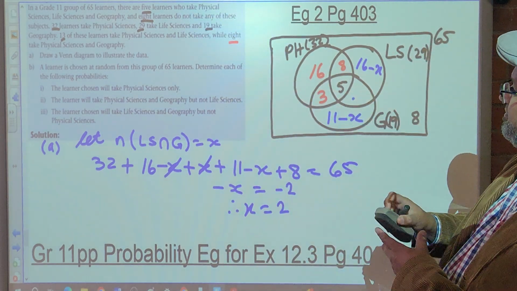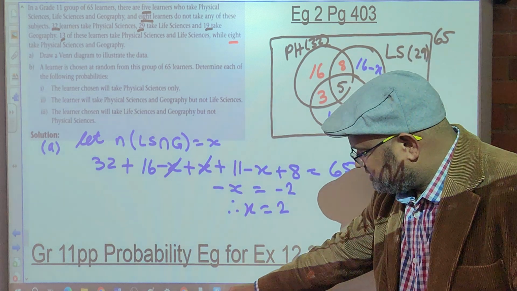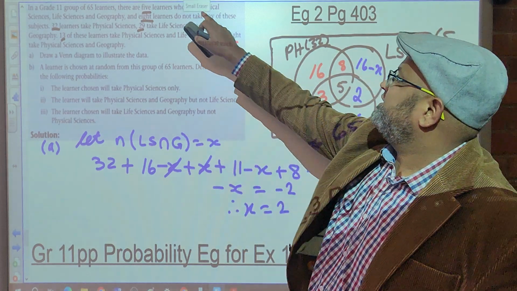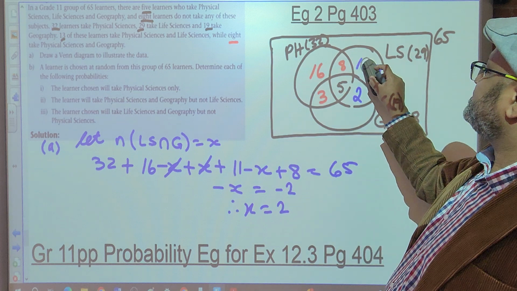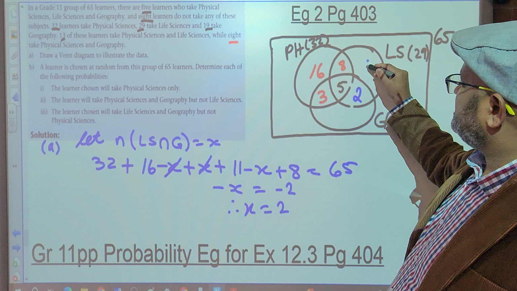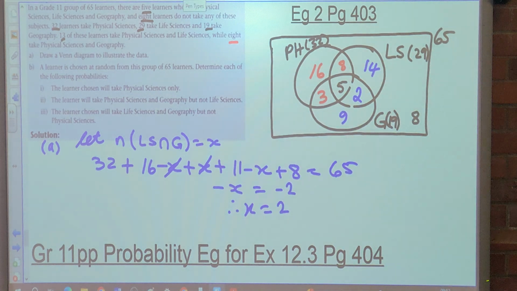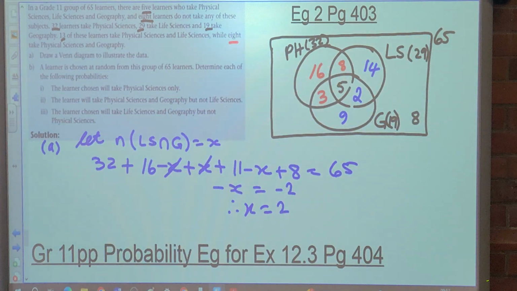So that is simply going to be what here? 2. Simply going to be 2. 11 minus 2? 9. Yes, that's going to be 9 here. And 16 minus 2 is 14. 14 and I'll check if that's correct. Okay, right. See any other confusion here?